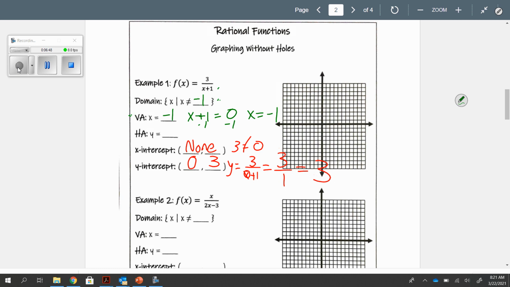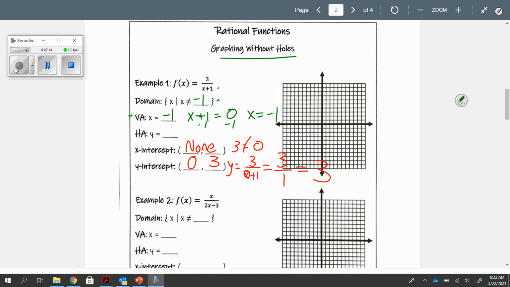So the number for the domain and the vertical asymptote will always be the same when we are graphing without holes. Keep that in mind, okay? So when you find the vertical asymptote, immediately put it as the domain as well. They are the same number. All right, so now we only have to find the horizontal asymptote.